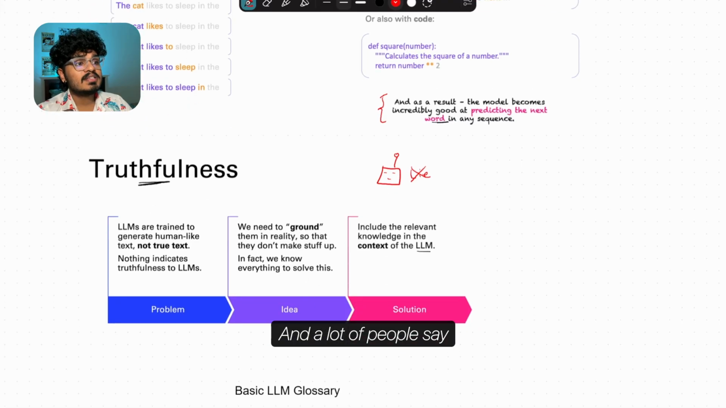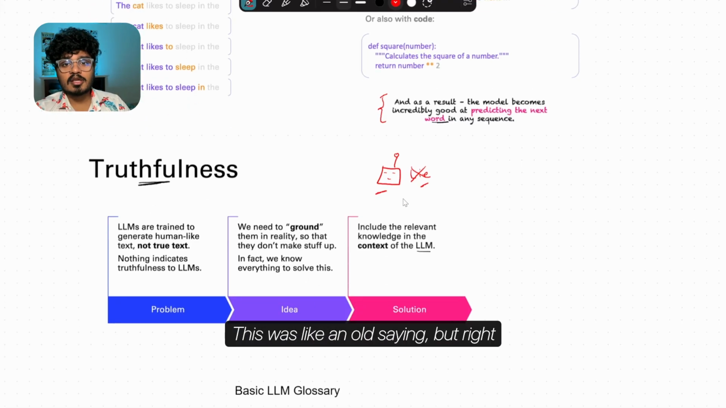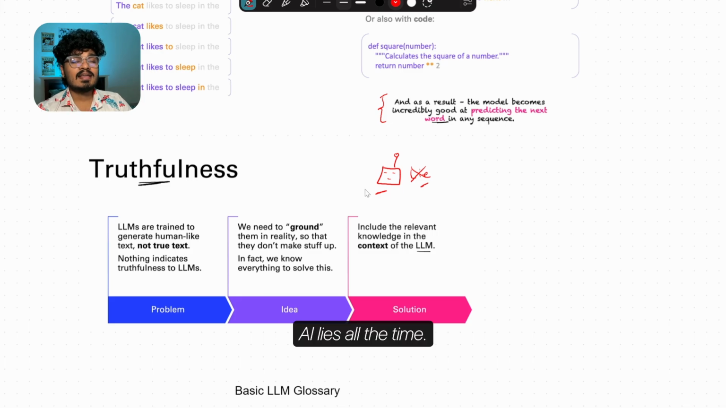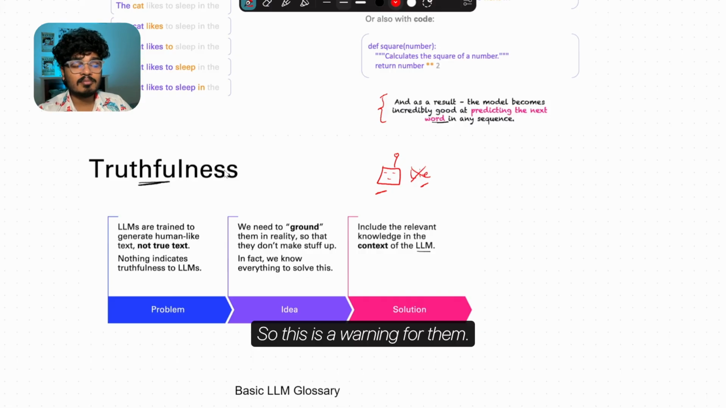And a lot of people say machines can't lie. This was an old saying. But right now, I would say that's totally untrue. AI lies all the time. Don't trust a large language model blindly. A lot of people do. So this is a warning for them. Please don't, because I'll show you a live example why you should not.